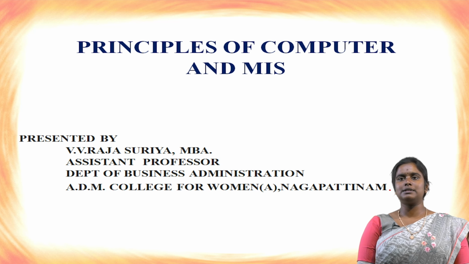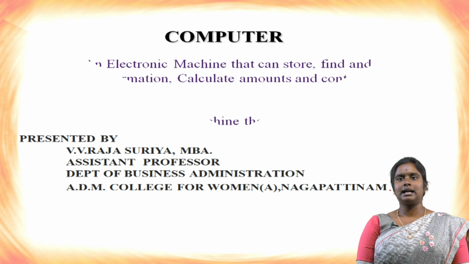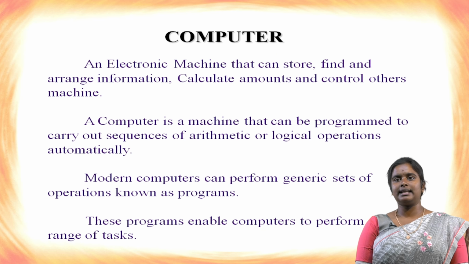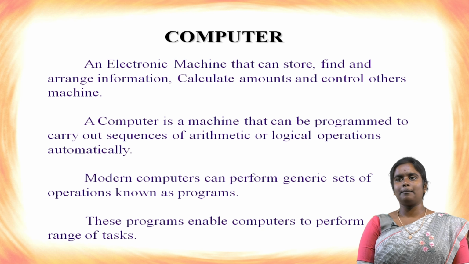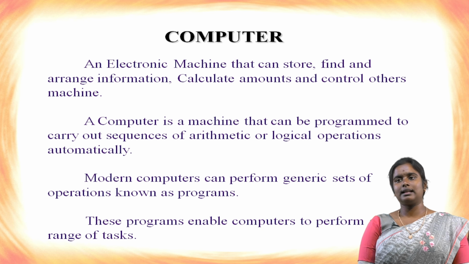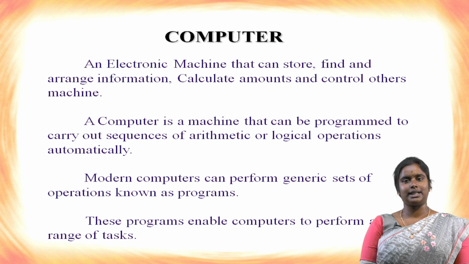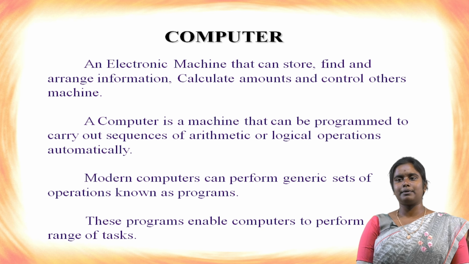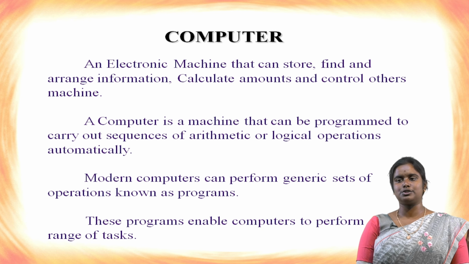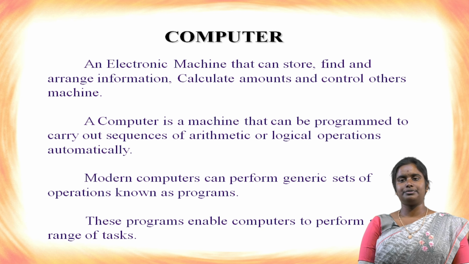Let's see the principles of computer and MIS. Computer: an electronic machine that can store, find and arrange information, calculate amounts and control other machines. A computer is a machine that can be programmed to carry out a sequence of arithmetic or logical operations automatically. Modern computers can perform a generic set of operations known as programs. These programs enable computers to perform a wide range of tasks.